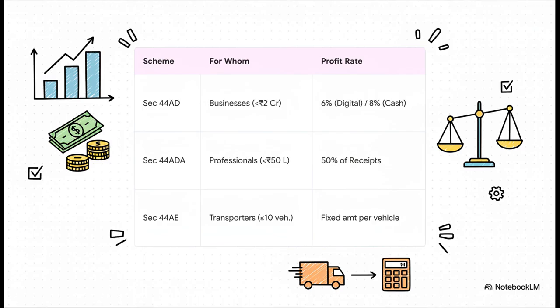So here's a quick look at how it breaks down. For most small businesses, your profit is just assumed to be 8% of your cash sales, or even better, just 6% of your digital sales. For professionals like doctors or lawyers, it's a flat 50% of whatever you bill. And for truckers with a small fleet, it's just a fixed amount per truck. Simple, right? It's designed to make life easier.